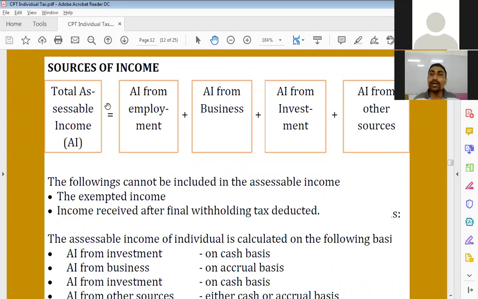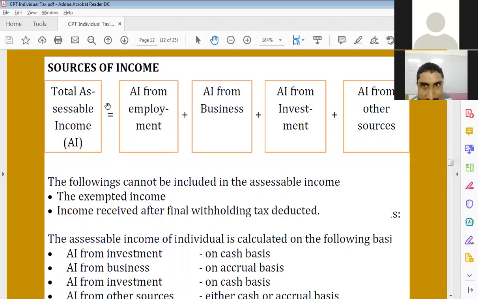When you are calculating the assessable income, assessable means according to the Inland Revenue Act, it should be acceptable, it should be countable for the tax purpose. So if it should be countable for the tax purpose, see the next line, we have to eliminate these 2 elements. The following cannot be included in the assessable income. Exempted income. So exempted income means it cannot be taxed. If it cannot be taxed, you should not include that in the assessable income. So the exempted income cannot be included in the assessable income.